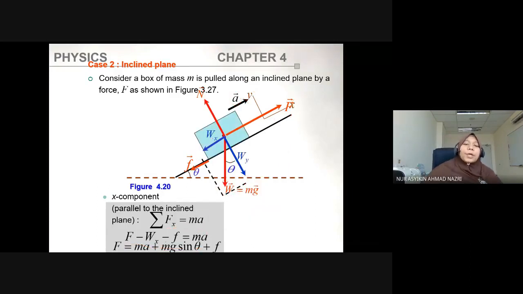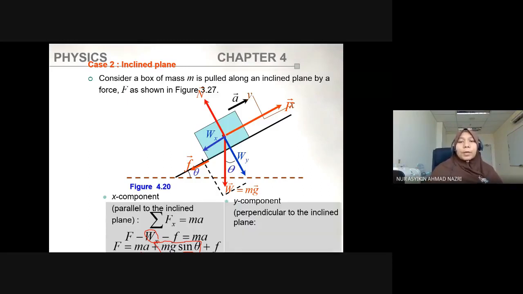Alright. So MA, so WX tadi dah jadi apa? WX dah jadi mg sin theta. So kita expand siap-siap. Mg sin theta, so that nanti we can substitute their value nanti. Okay, bila awak dapat case ni lah. Alright, yang ni saya cuma bagi dia punya template saja ya.